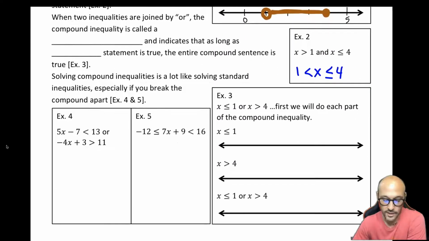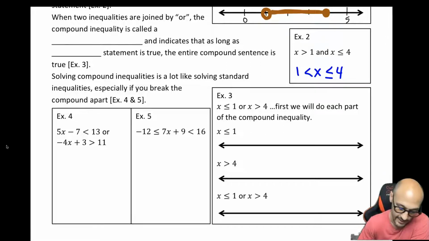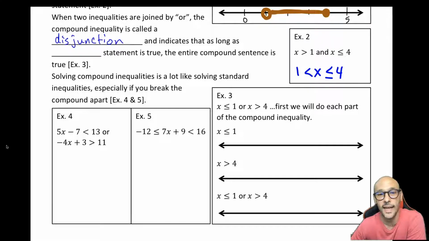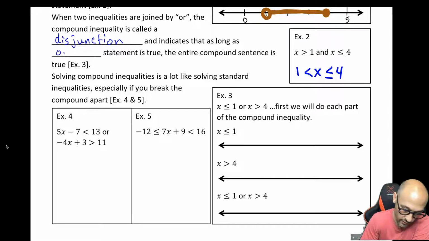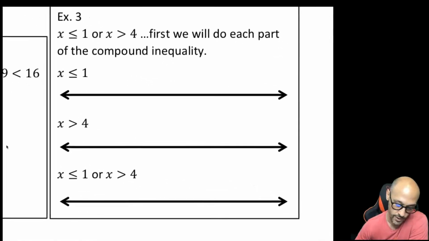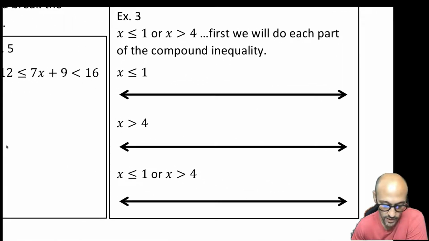When two inequalities are joined by or, the compound inequality is called a disjunction. Or indicates that as long as one statement is true, so one of the two statements is true, the entire compound sentence is true. And so let's look at example 3. This is similar to that last one, a little different.